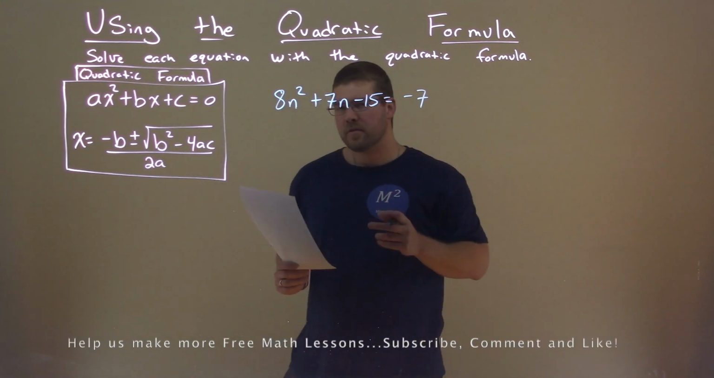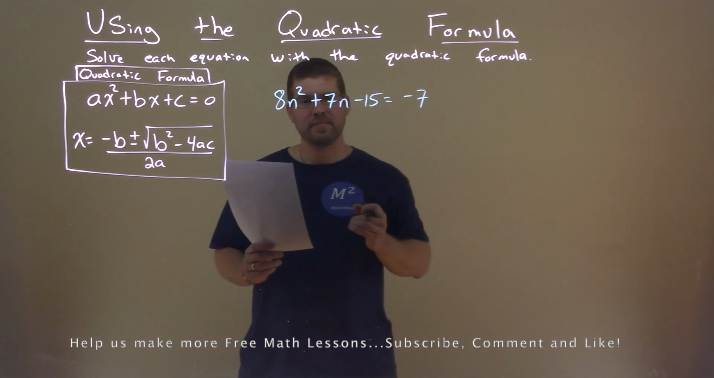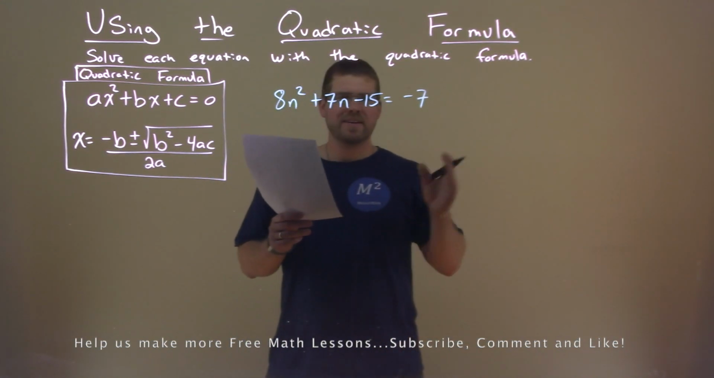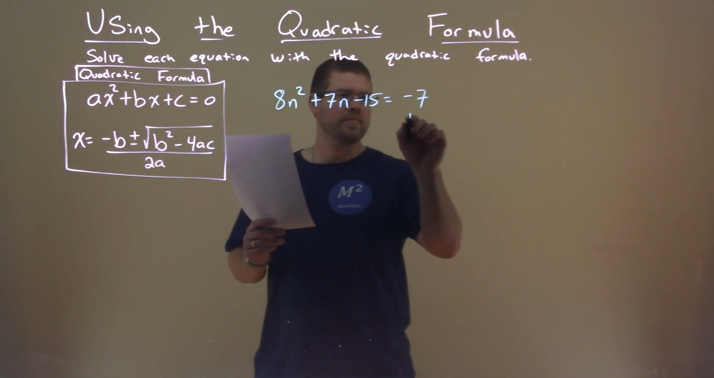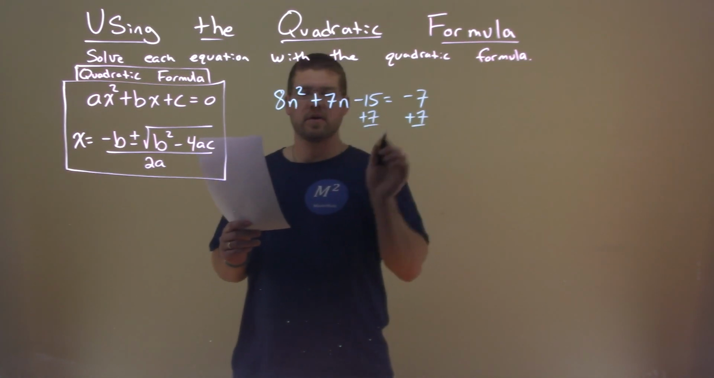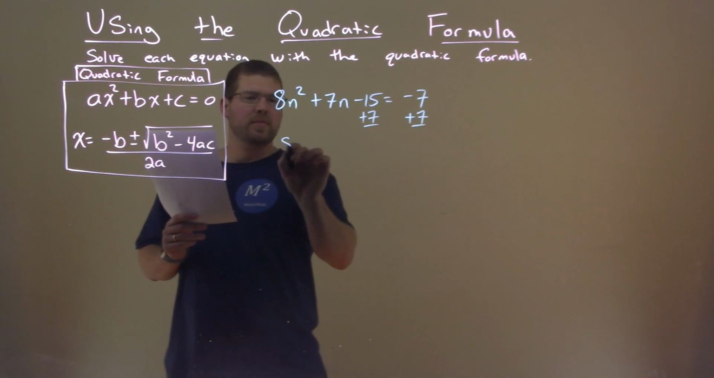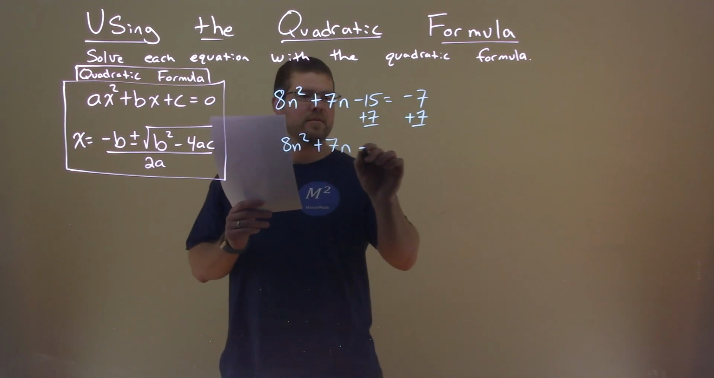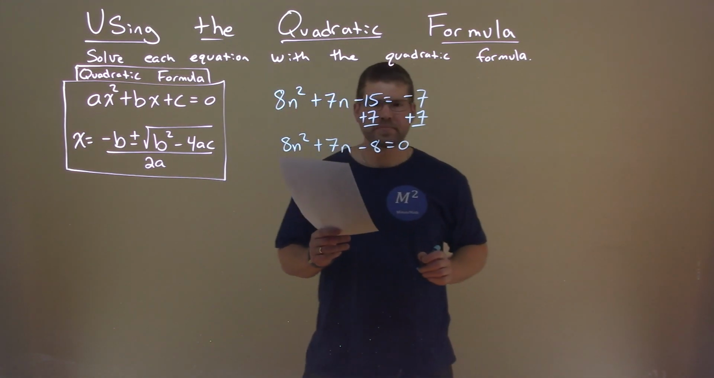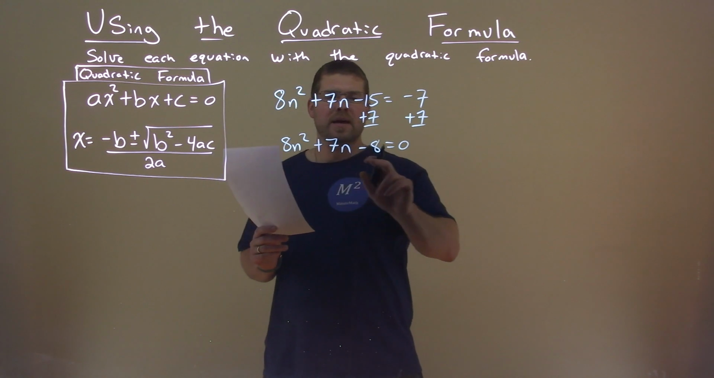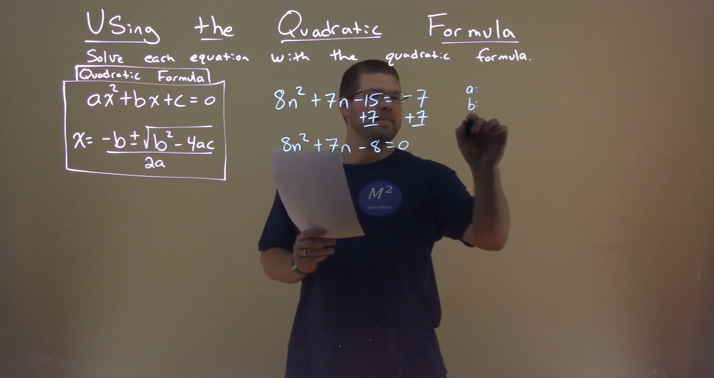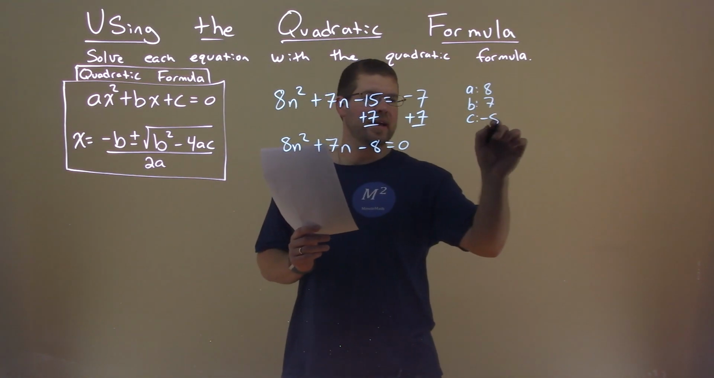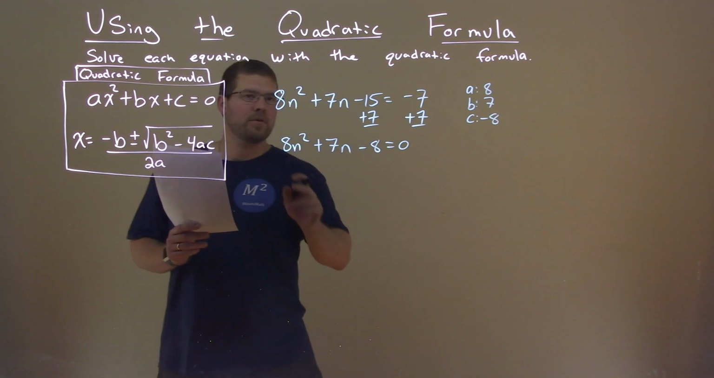We're given this problem right here. 8n squared plus 7n minus 15 equals negative 7, and we want to solve this using the quadratic formula. First thing I want to do is get everything to the left-hand side and have it equal to 0. So I'm going to add a 7 to both sides. That gives us here, well, 8n squared plus 7n, and negative 15 plus 7 is a minus 8. That equals 0. Well, now we need our a, b, and c values. So let's go find that. A value is 8, b value is 7, and c value is negative 8. And now we're going to use that with the quadratic formula.